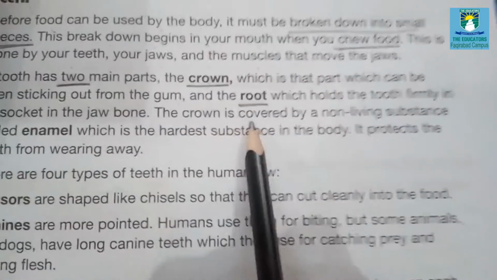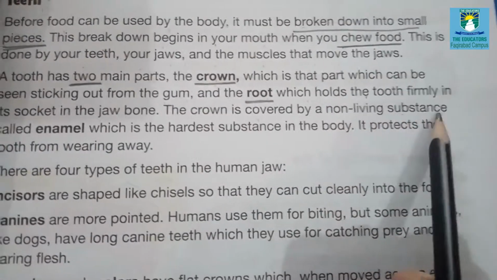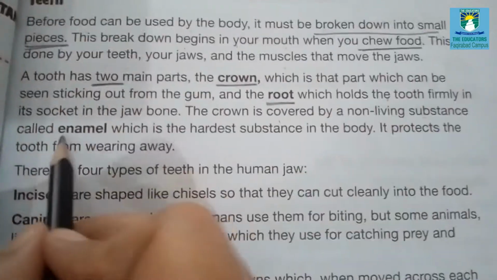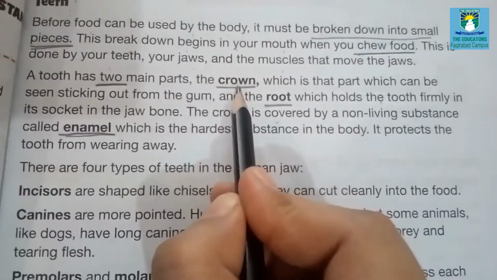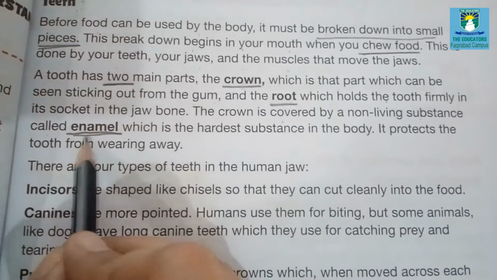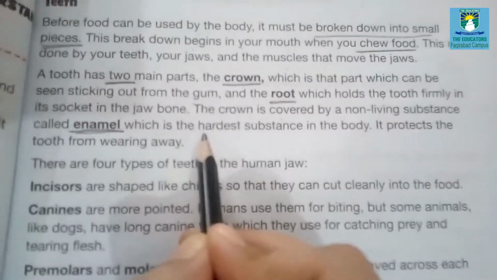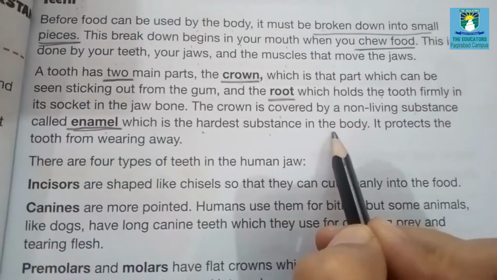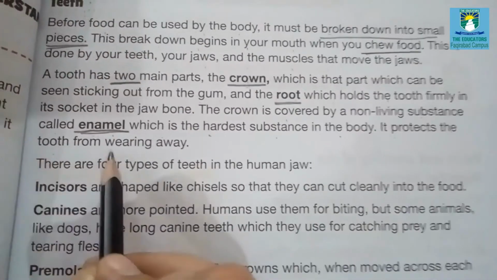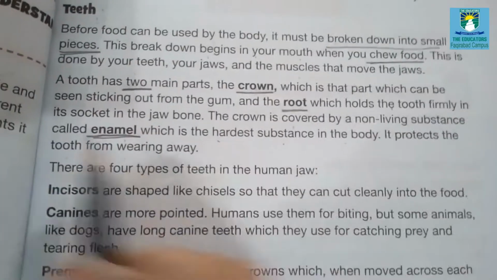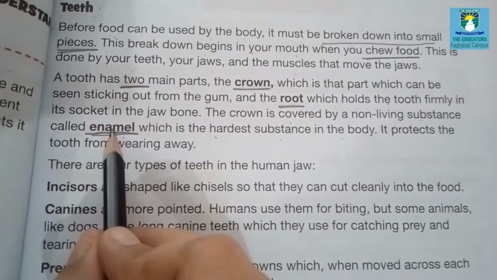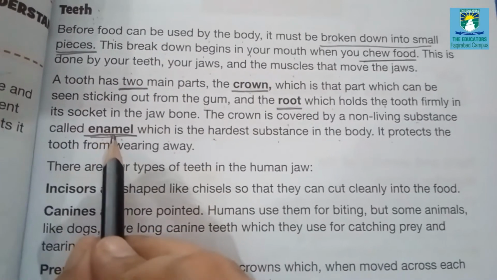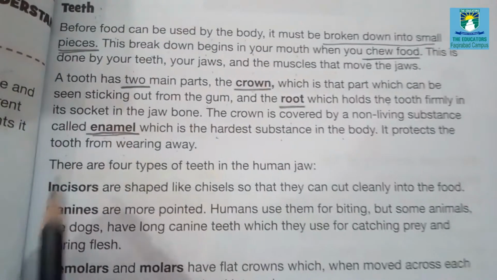The crown is covered by a non-living substance called enamel. That substance is called enamel, which is the hardest substance in the body. It protects the tooth from wearing away. This substance is very hard. It's the hardest part of the body and it protects the tooth.